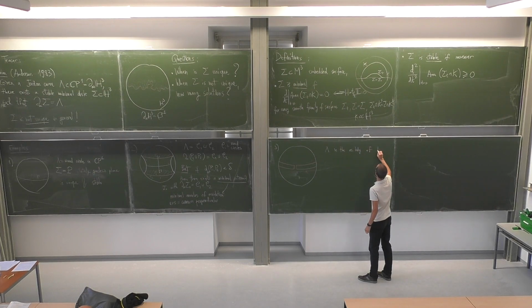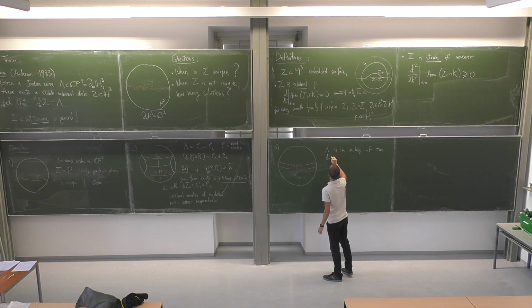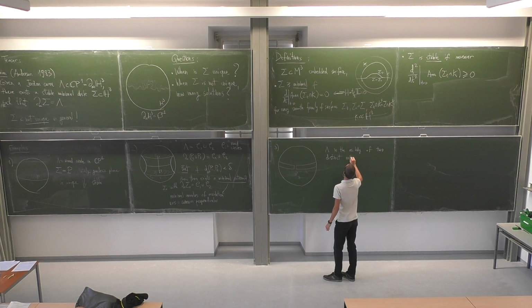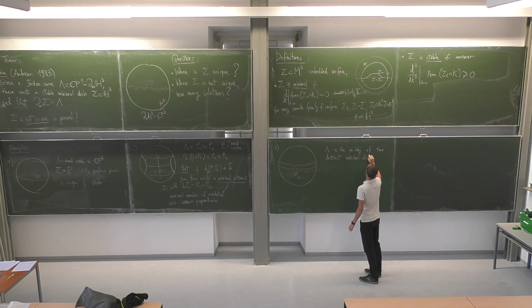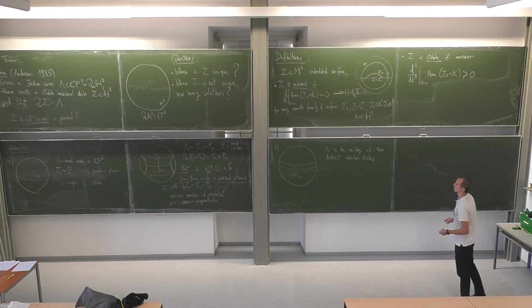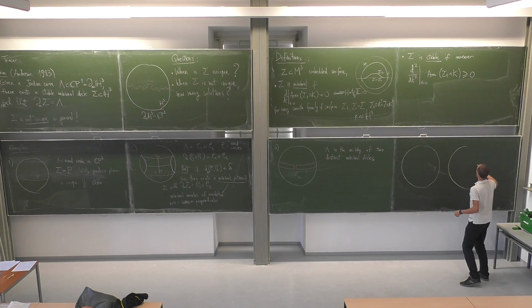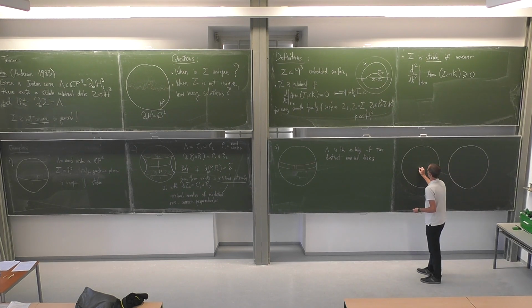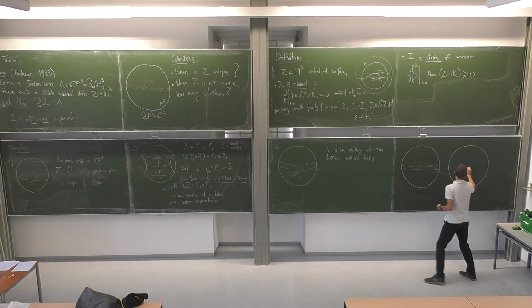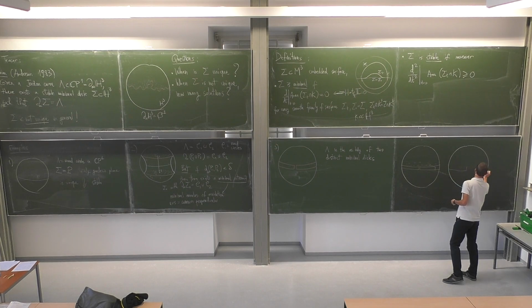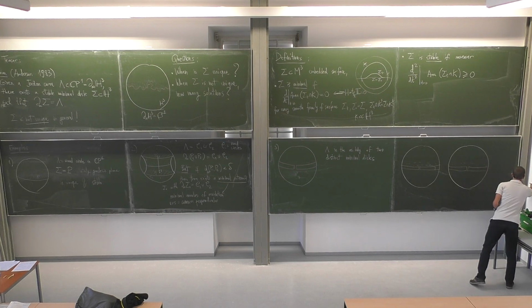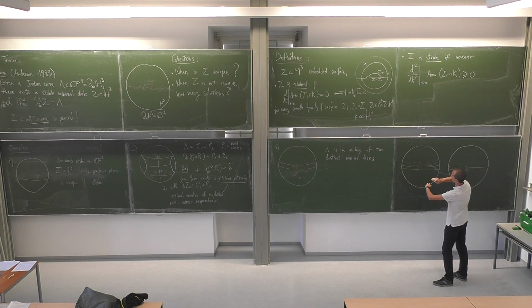of two distinct minimal disks. Let me draw a picture of how they look, just a topological picture for the moment. Anyway, I won't be able to draw any exact geometric picture. So topologically, the first one will look like this.